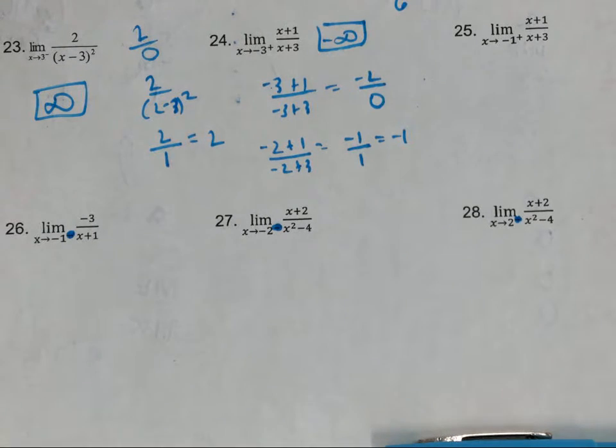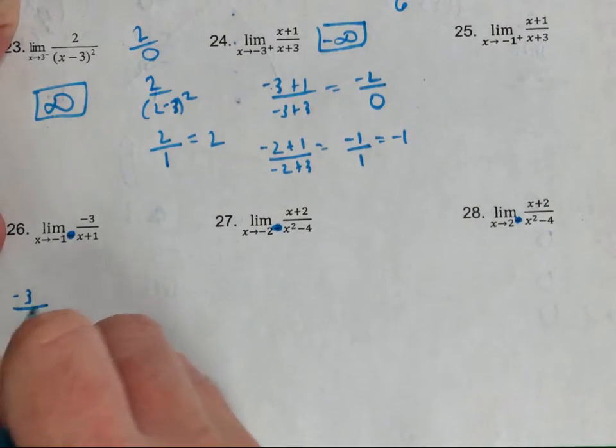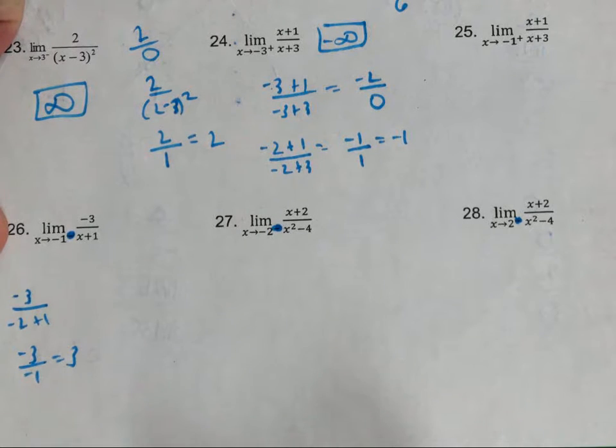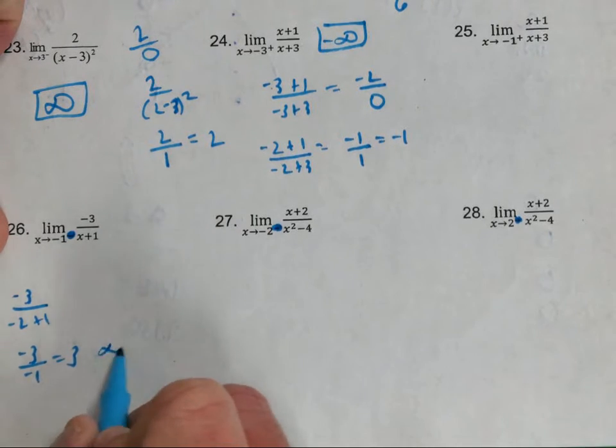So what's to the left of negative 1? Negative 2. Let's plug that in. I get a positive 3. That means it's going where? Positive infinity. Do you agree with that? So I'm going to put positive infinity right there.